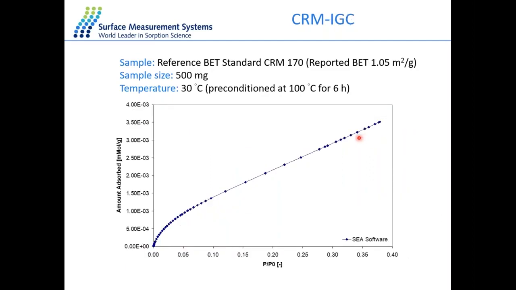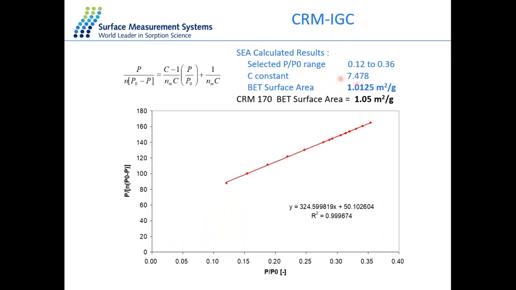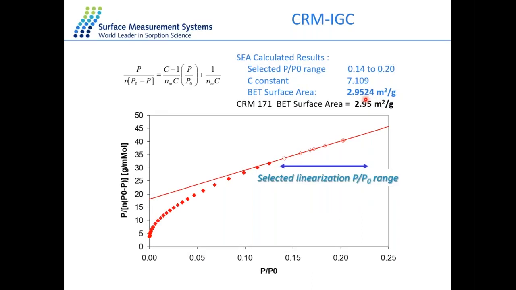Switching over to inverse gas chromatography, here is the certified reference material. This is the 1.05 that I showed previously, and you can see we get 1.01. So again, very good agreement to the literature value. Here is the same IGC result on the 2.95 meters squared per gram material, and you see we get 2.95. And we get similar results on the DVS for both the 1.05 and 2.95 meters squared per gram BET surface areas.